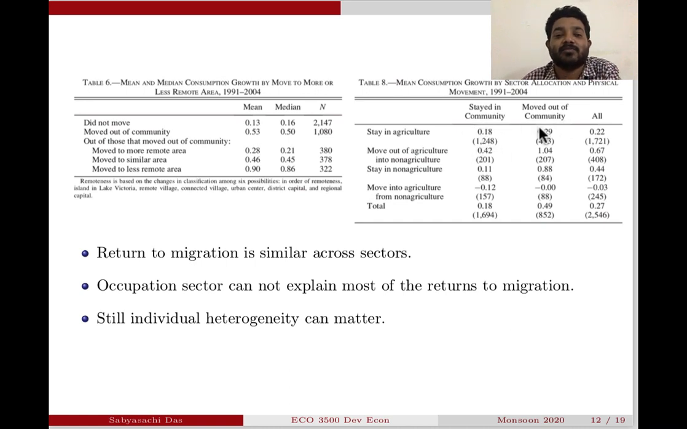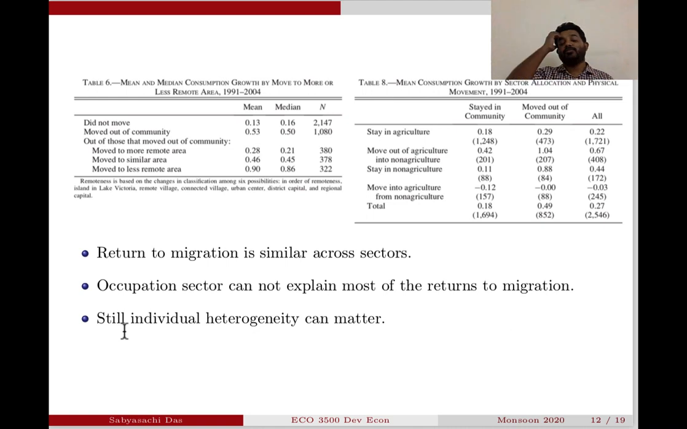Okay, so it's not the case that most people are moving, and as they are moving out of community, their income growth is driven by movement from agriculture to non-agriculture. Even if they stay back in agriculture, they experience greater consumption growth from migration. Okay. So you do see returns to migration, and it's present across all kinds of movements, across occupations.